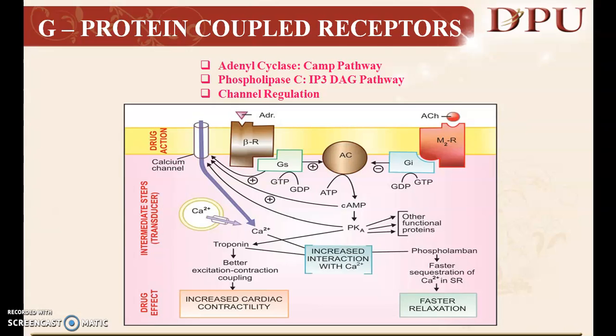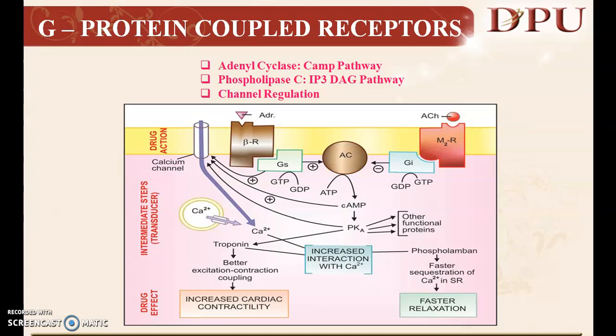Protein kinase A causes the phosphorylation of different kinds of transporters, enzymes, proteins and substrates, and that produces various kinds of reactions like contraction in the heart, relaxation in the smooth muscle, inhibition of secretion, lipolysis, glycogenolysis, etc.